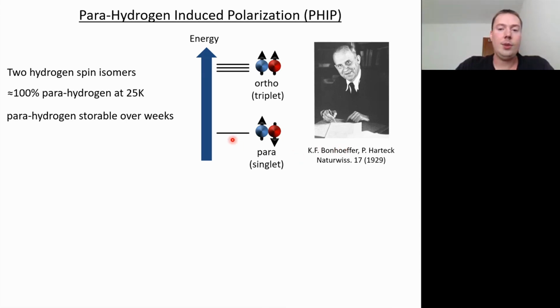And we'll see that hydrogen actually has these two spin isomers, orthohydrogen and parahydrogen. And you can specifically enrich this para state to about 100% at 25 Kelvin. And then even if you take away a catalyst that is necessary to do this ortho-para conversion, then you can heat up the parahydrogen to room temperature and can store it even over weeks. So that was something done like 90 years ago.